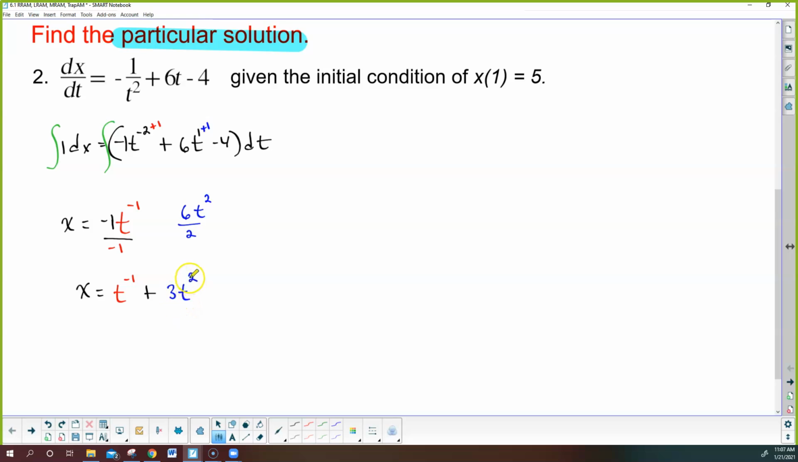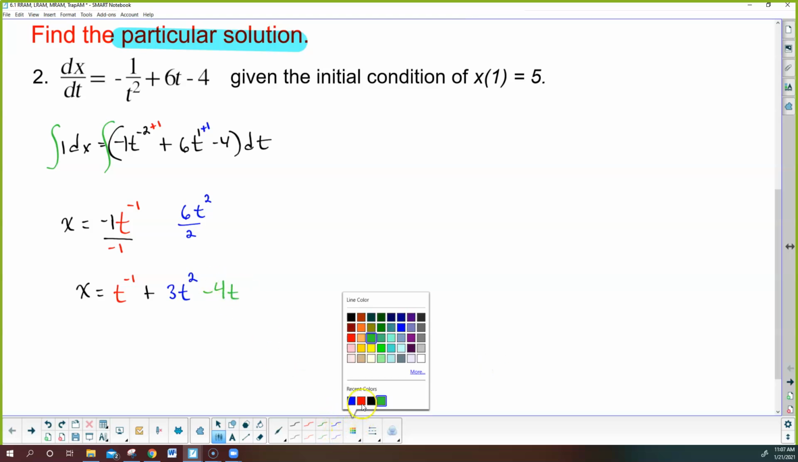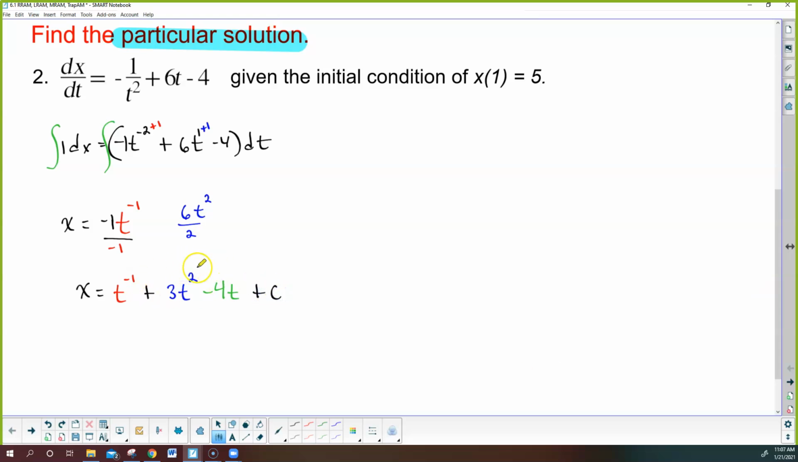In our head, let's do the derivative. The derivative of 3t squared, the 2 comes down, 2 times 3 is 6, and then I take 1 away, gives me t to the first power. And then the last part, this is just a constant, and we know the derivative of a constant means there had to be a variable attached to it. So it's just negative 4t. If I check, the derivative of negative 4t is negative 4. And then I want to put plus c.